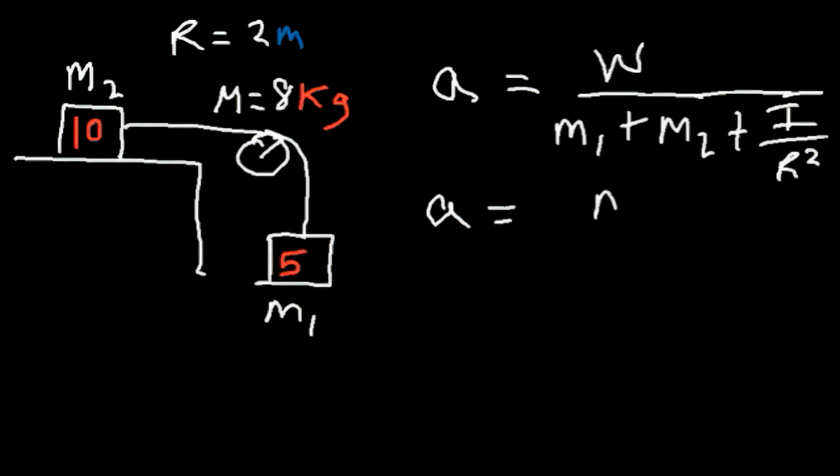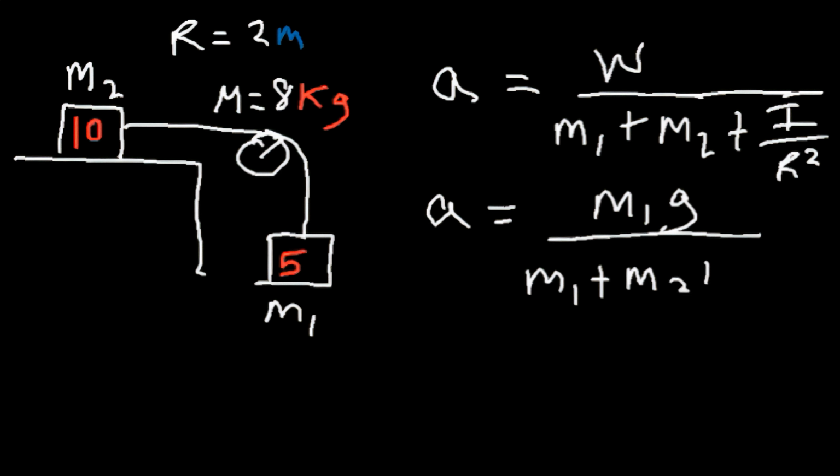So the weight force is M1g. And the inertia of a disk is the same as before. It's 1/2 mr squared divided by r squared. So these two cancel, and simply 1/2 the mass of the disk.